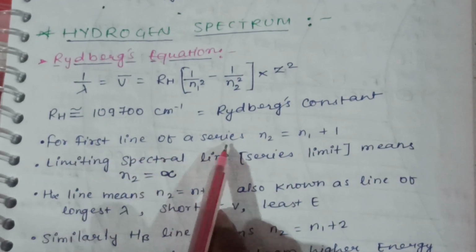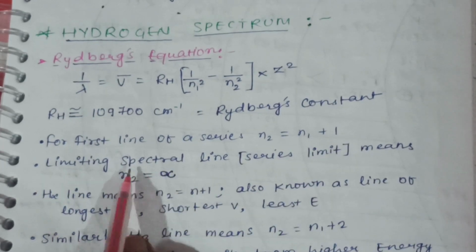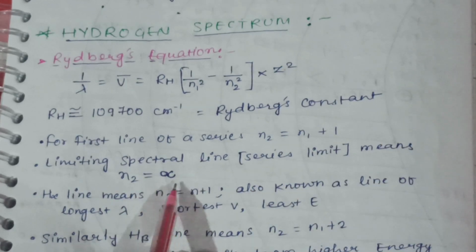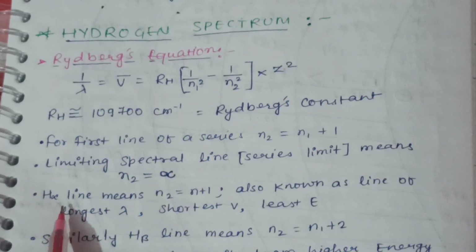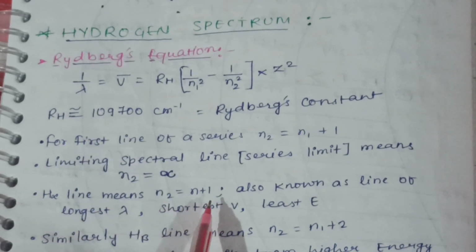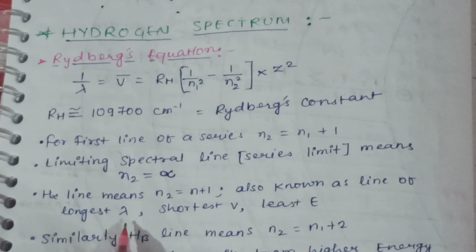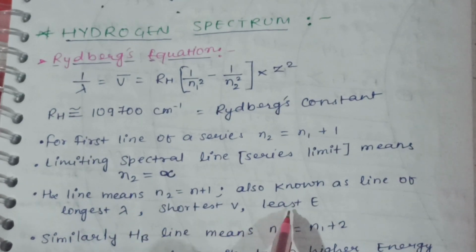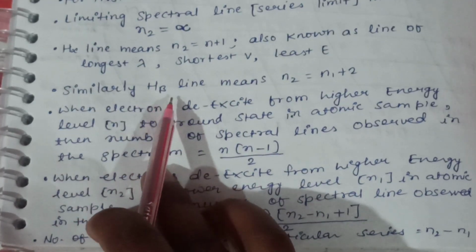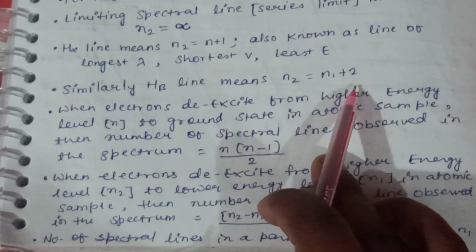For the first line of a series, n2 = n1 + 1. For the limiting line of a spectral series, the series limit, n2 = infinity. The H-alpha line means n2 = n1 + 1, also known as the line of longest wavelength, shortest wavenumber, least energy. Similarly, the H-beta line means n2 = n1 + 2.